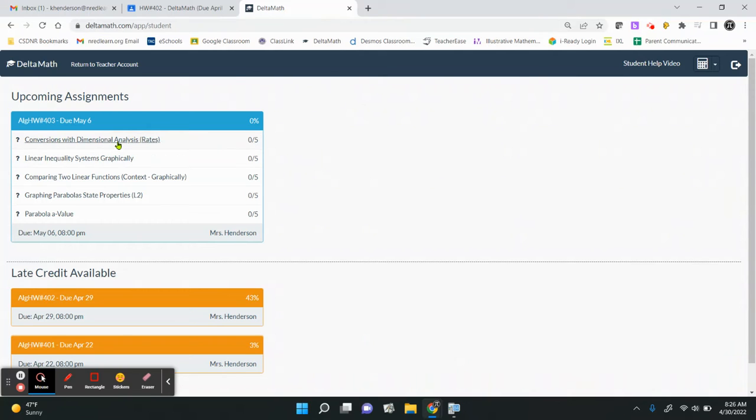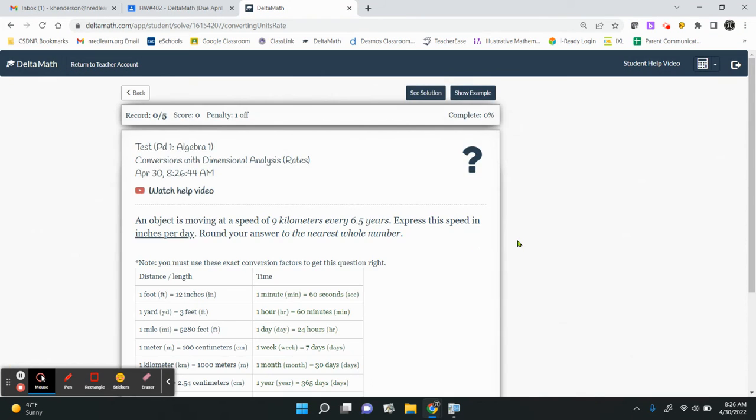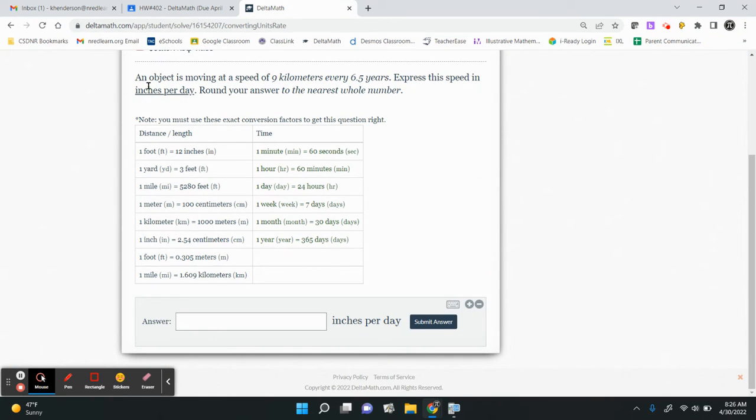The first topic is conversions with dimensional analysis. In the first sentence here, an object is moving at a speed of 9 kilometers every 6.5 years. So that is your initial rate, 9 km over 6.5 years. What we would like to do is convert that into inches per day.